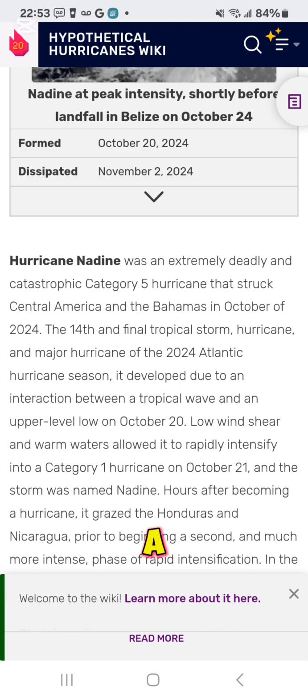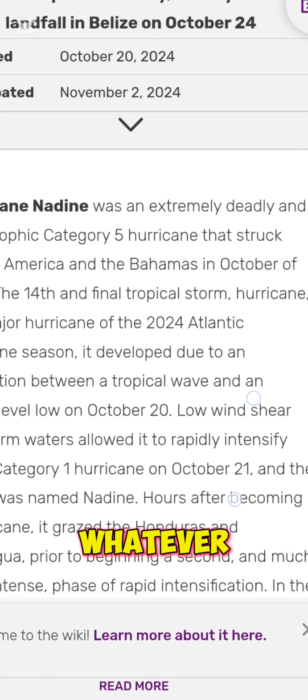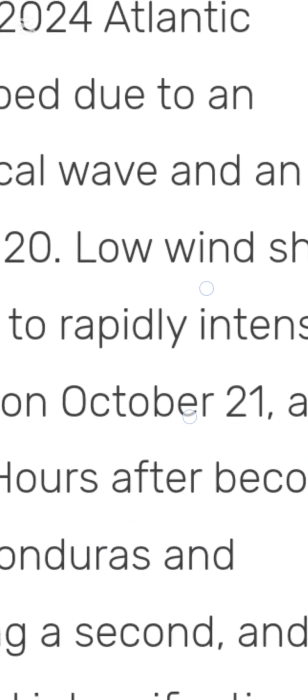So now they have an article about Hurricane Nadine, which is the last hurricane of the season, which there is no Hurricane Nadine yet, but obviously they forecasted Hurricane Milton precisely months in advance. So they're saying this Hurricane Nadine was a deadly, catastrophic Category 5 hurricane, yada, yada, that hit Bahamas, whatever. But the date, October 21st.